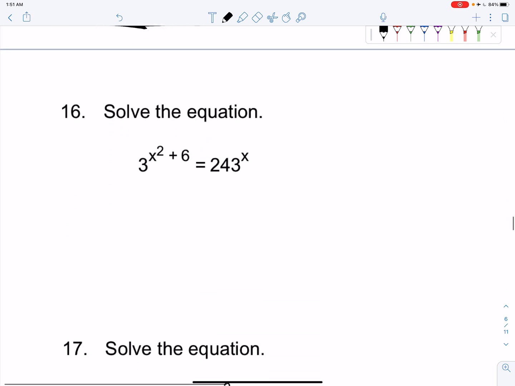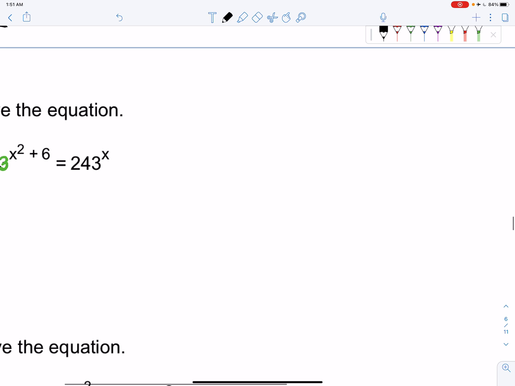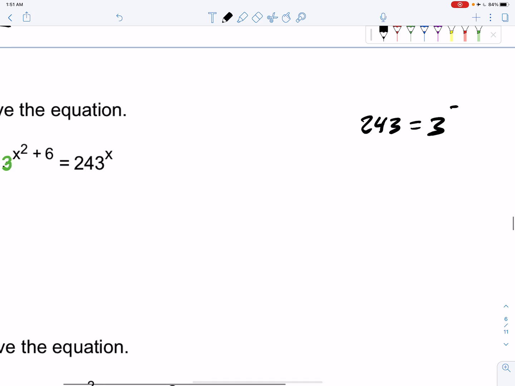Number 16, getting a little tougher. Our first hope or option is that we can rewrite 243 as a base of 3. So we take a look at that, and we mess around with our calculator a little bit. 243, can we write it as a base of 3? By using your calculator, you can write 3 to the 4th, 3 to the 5th, and 3 to the 5th actually does it.